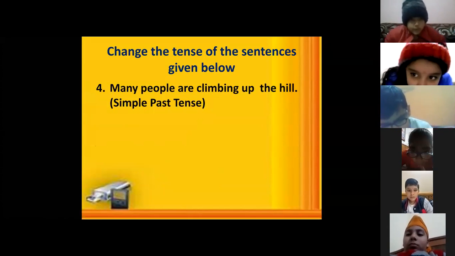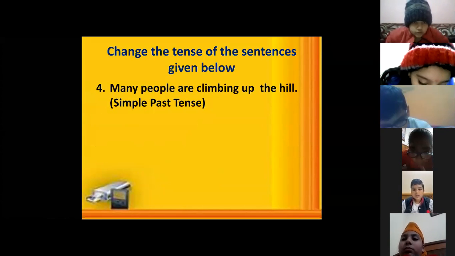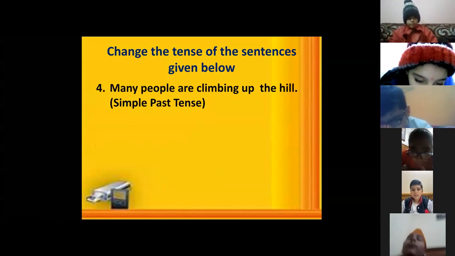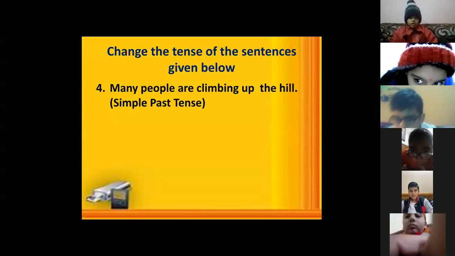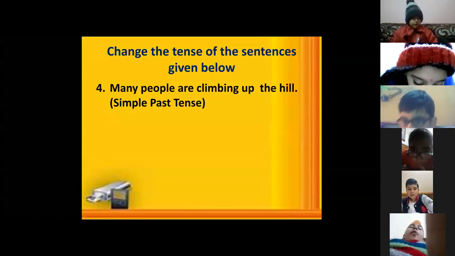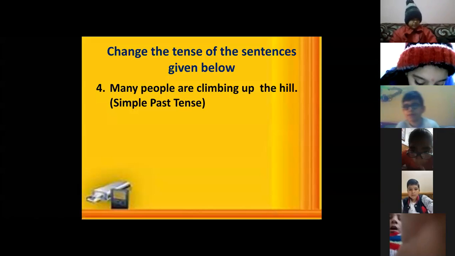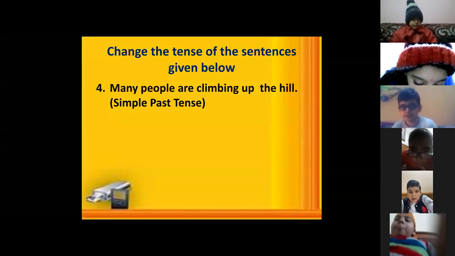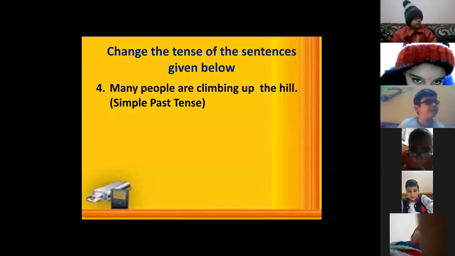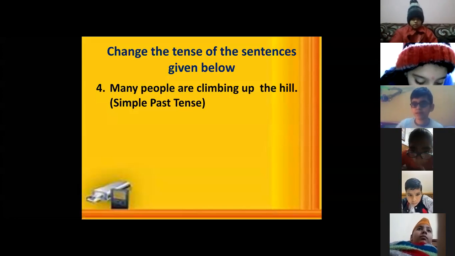Yes, come on. Simple past tense means simply use the second form of the verb. Simple past tense में हम क्या use करते हैं? We use the second form of the verb. उसमें कोई is, am, are नहीं आता. Verb भी नहीं आता. We'll use was, were, etc. in the past continuous tense.